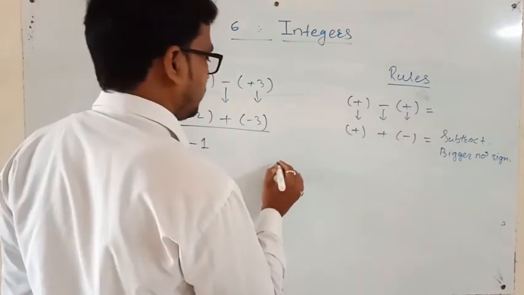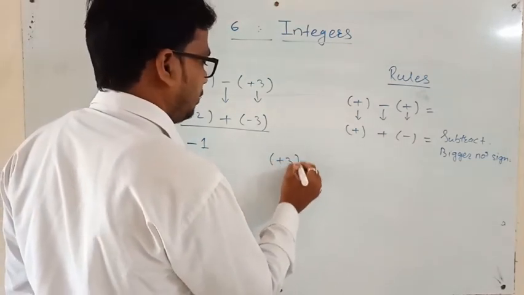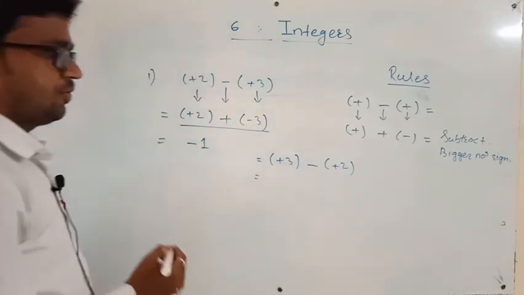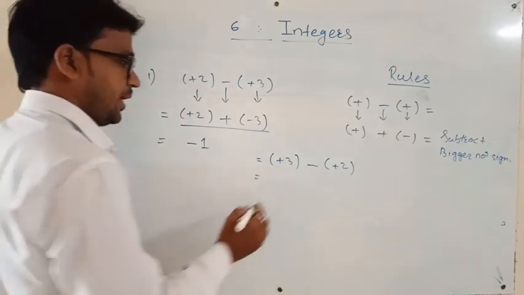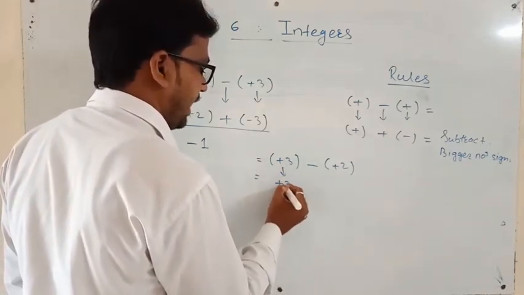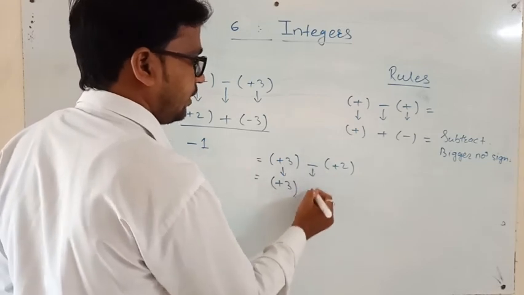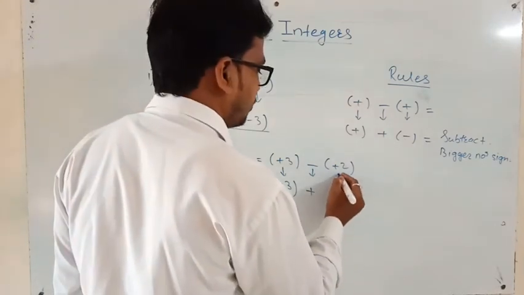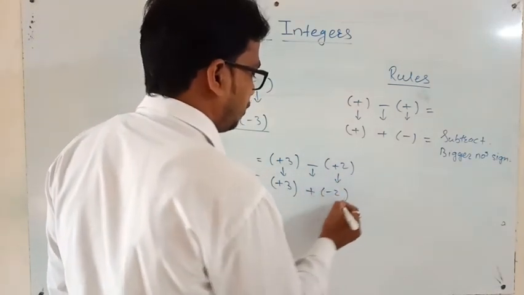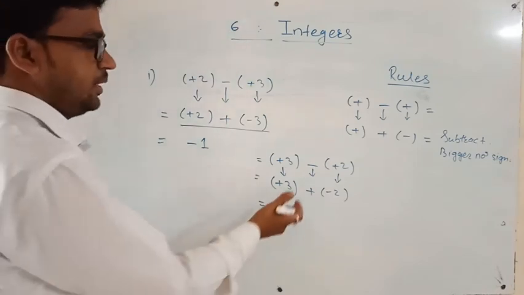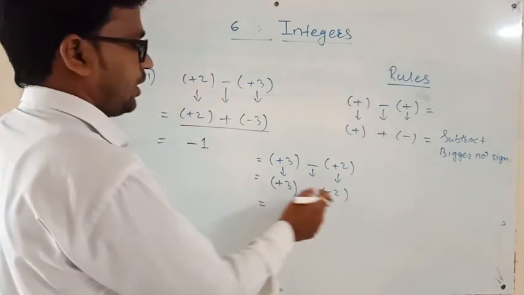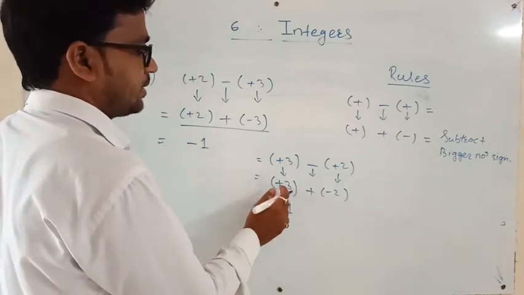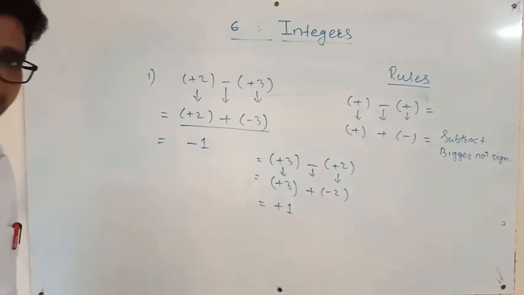Suppose the example is like this, positive 3 minus positive 2. Then what will be the answer? Same, keep positive 3 as it is. Change the sign here. If subtraction is there, then do the addition, and the additive inverse of positive 2 is negative 2. Then same, the rule of addition: subtract the smaller number from the bigger number. So 3 minus 2 is 1. And give the bigger number's sign. So the answer is positive 1.